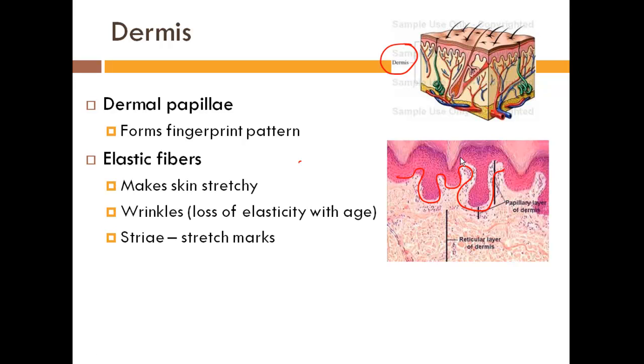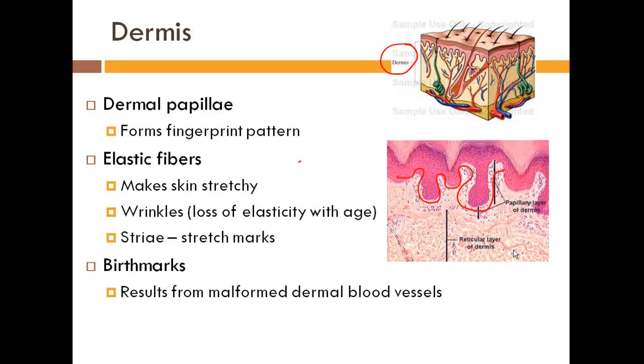The second thing that's in the dermis are elastic fibers, and that's what makes our skin so flexible and stretchy. Now, over time, those elastic fibers start to wear down, which means we get wrinkles and our skin is not as elastic as it once was. And in fact, if we stretch those elastic fibers too far, we'll have permanent striae, or stretch marks, which sometimes you can see on obese individuals, and pregnant women around their belly could have stretch marks as well.